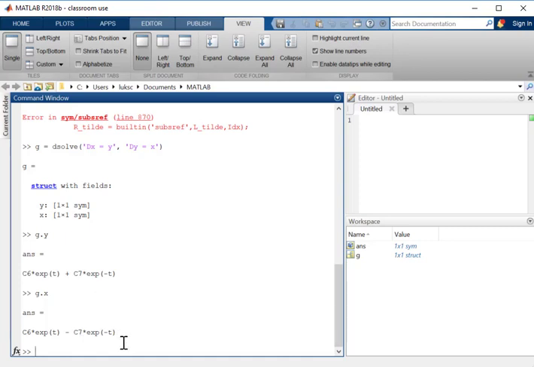So we're going to stop here, and in the next video lesson we're going to look at cases where I can't do an analytical solution and need a numerical approximation.